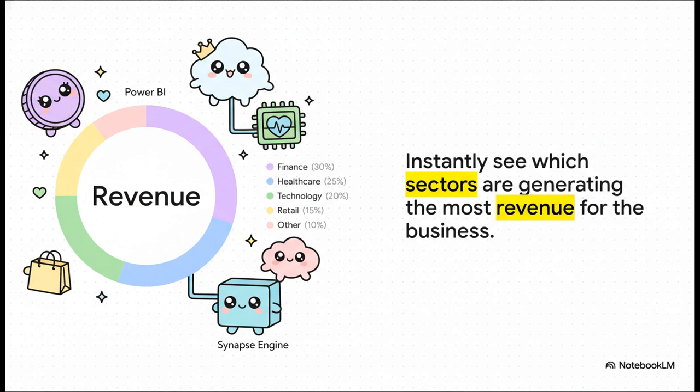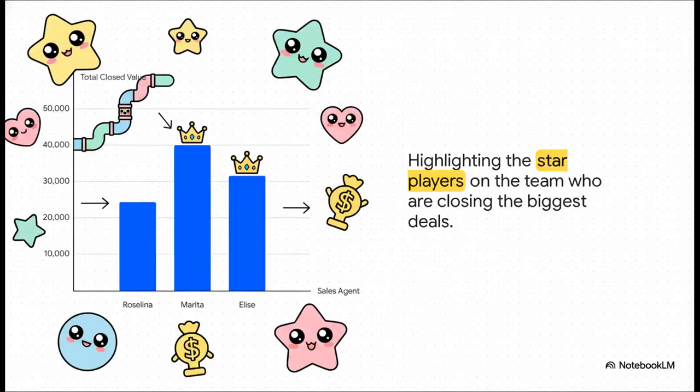You want to know which sectors are driving the most revenue? Boom, here it is, a simple donut chart. You can instantly see exactly where the money is coming from. No question about it. What about those top-performing agents we talked about? Forget digging through spreadsheets. A simple bar chart like this immediately puts a spotlight on the star players of the team, showing you exactly who's closing the biggest deals.